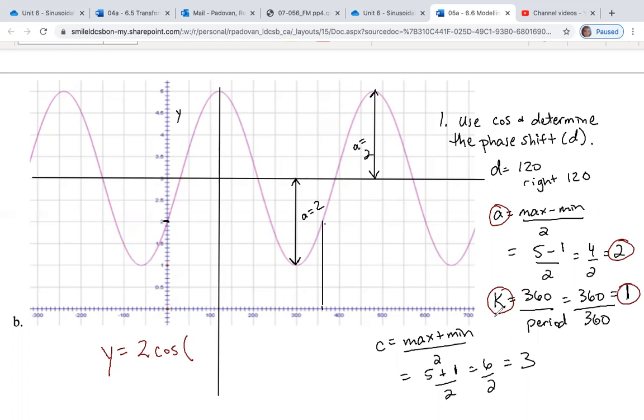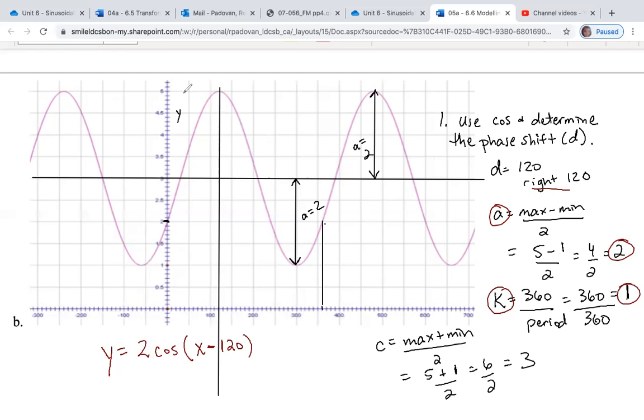So I don't have to put the 1, so just x, kind of like with a 1 in front of it. And then my D value is 120. So again, if it's right, it's always the opposite. Think about what's going in the bracket. So if it was negative in the bracket, I would move it right, which is what I want, right? If it was a positive in the bracket, I would move it left.